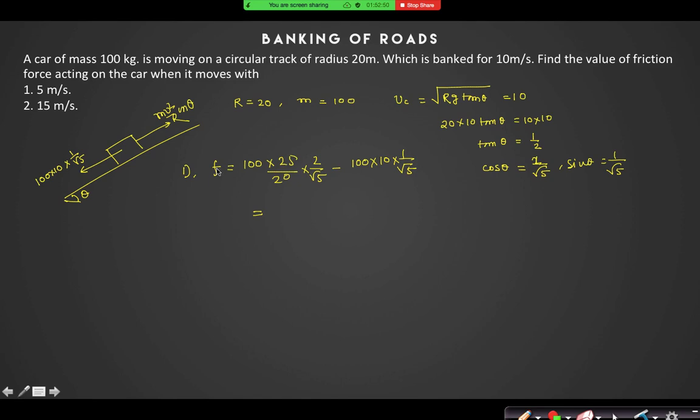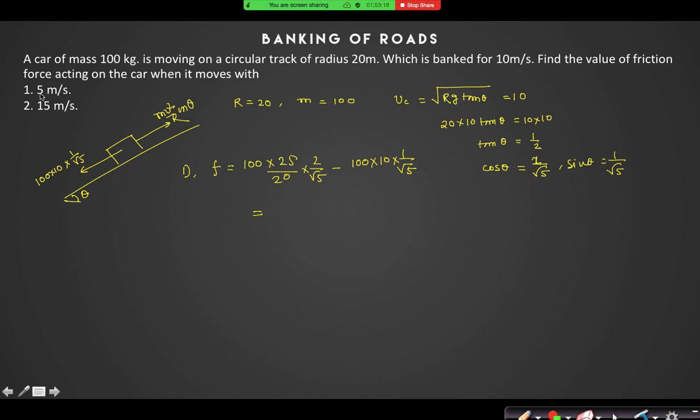Have I done any mistake here? mg sin theta and mv square by r cos theta. I think it is not possible. This is coming negative, na? Yes. So it will be mg sin theta minus mv squared by r cos theta.